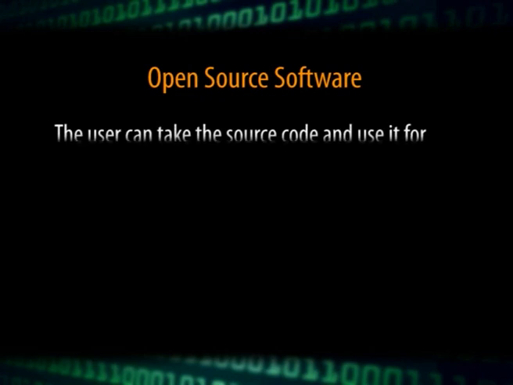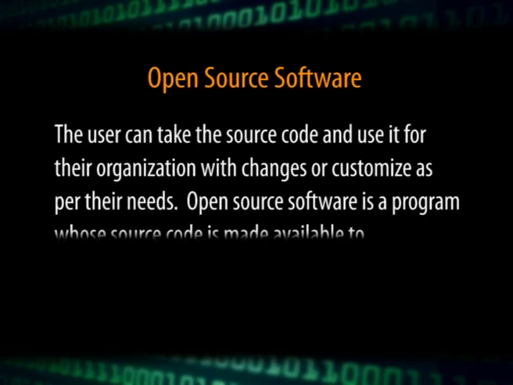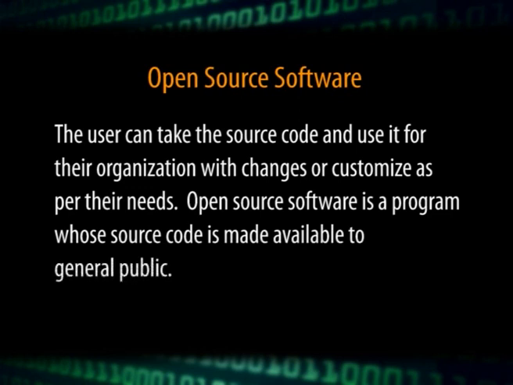The next category of the application software, which is made available to the users for use along with the source code, is called open source software. The user takes the source code and uses it for their organization with changes, or the source code can be customized as per the user needs.